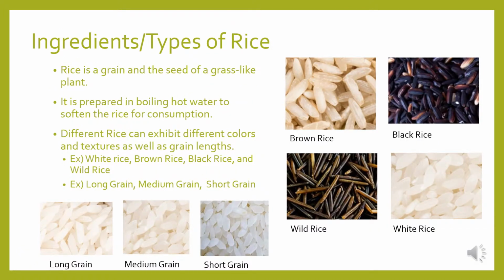So rice is a grain and the seed of a grass-like plant. It is typically prepared in boiling hot water to soften it to be able to be consumed. Different rice can exhibit different colors, textures, and grain lengths. So for example, we have brown rice, black rice, wild rice, and white rice. You can see those on the right-hand side. And on the bottom, you can see the different grain lengths: long, medium, and short.